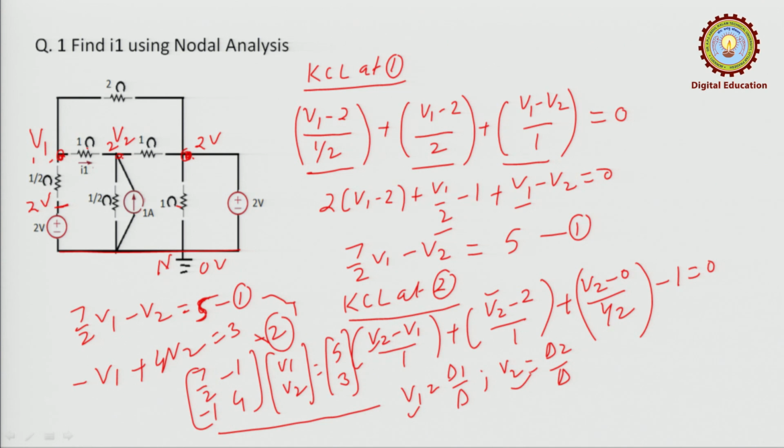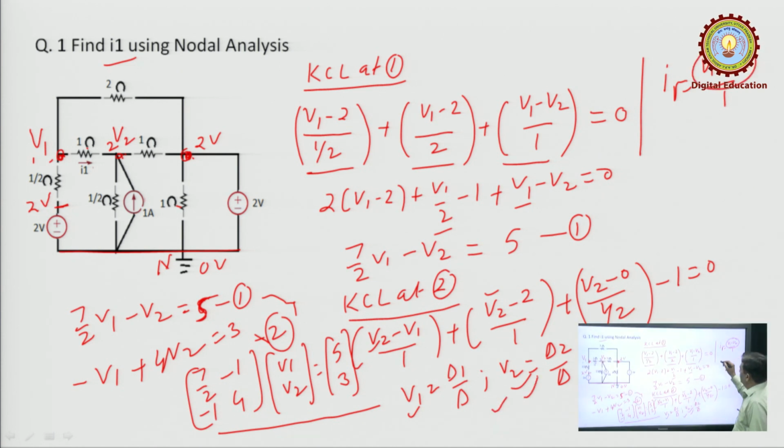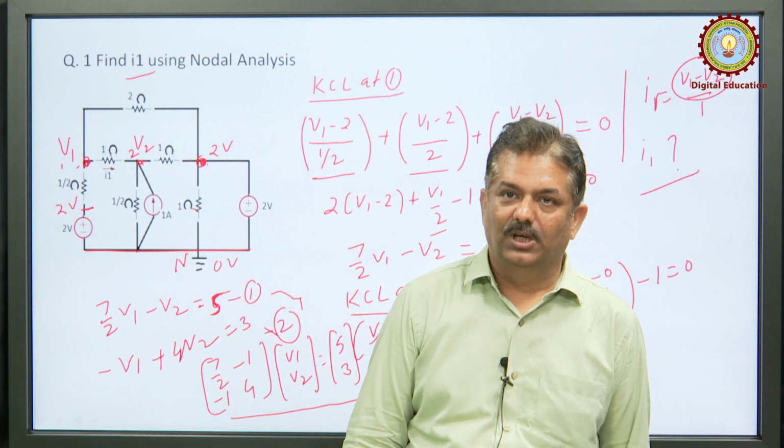But in this question, we need to find out I1. And what is I1? I1 is the current in 1 ohm resistor. Direction of current I1 is given. It is going from this to this. So, V1 minus V2 upon 1. So, what will be the current I1? Current I1 will be V1 minus V2 upon 1. So, after getting V1 and V2, we will get the current I1.